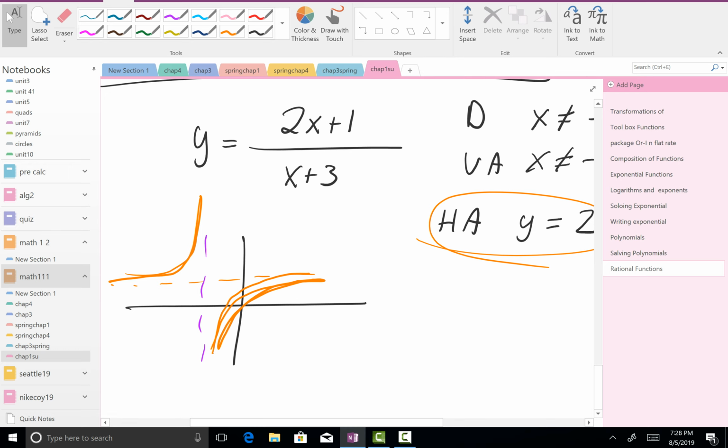I'm going to go back and let's look at a few other ones in here and play with these. So I'm just going to get rid of all this junk and start with a clean slate.